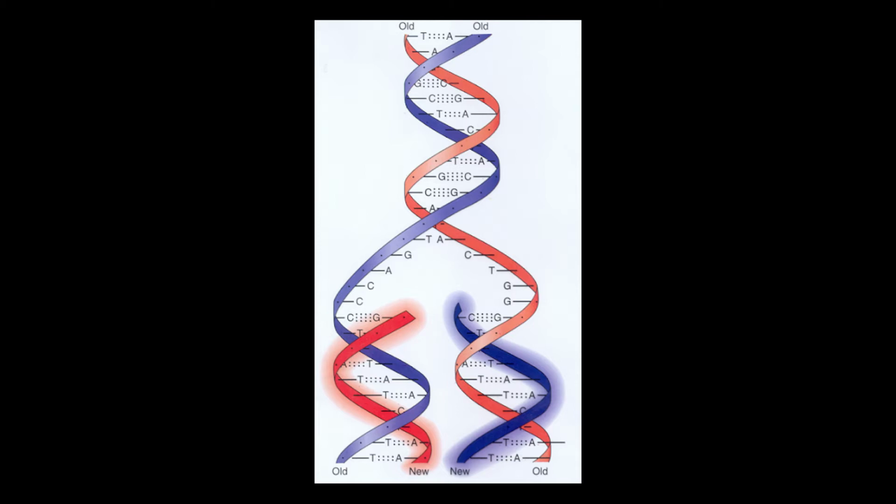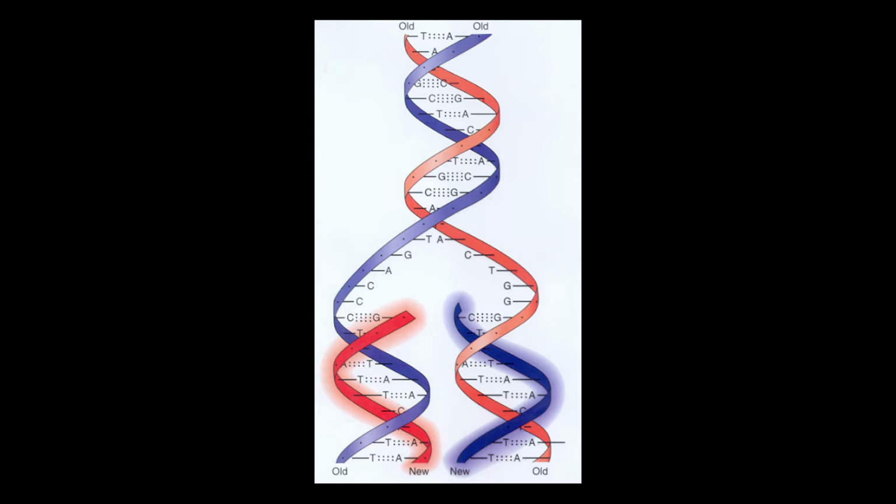This is known as semi-conservative replication. Both of the original DNA strands serve as templates to produce a new DNA strand. In the end, we will have two copies of the DNA. Each copy is half original DNA and half new DNA.